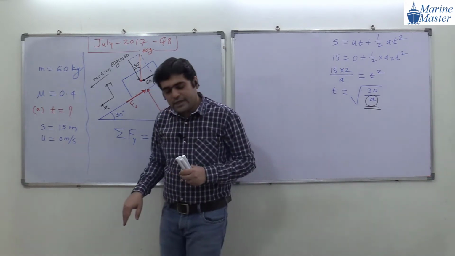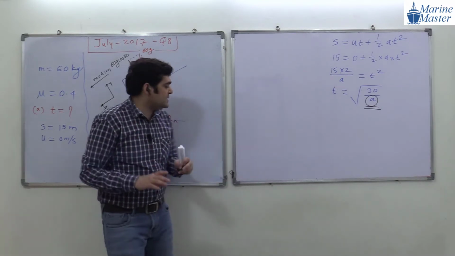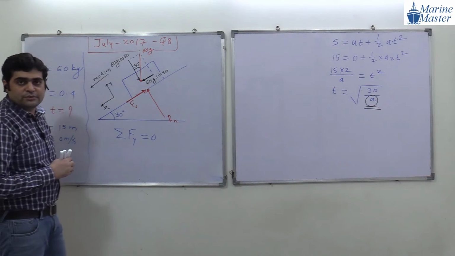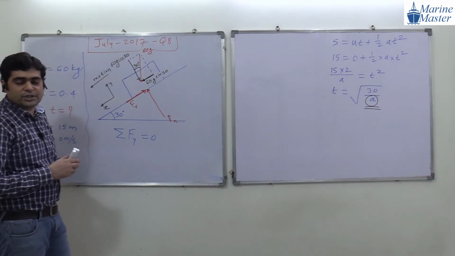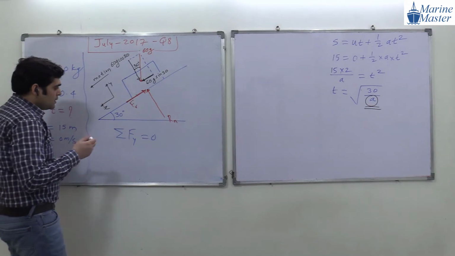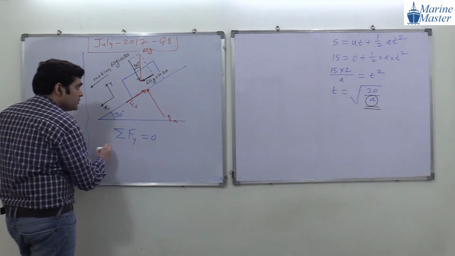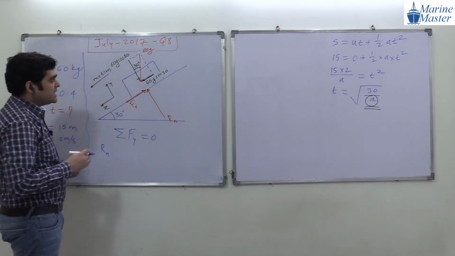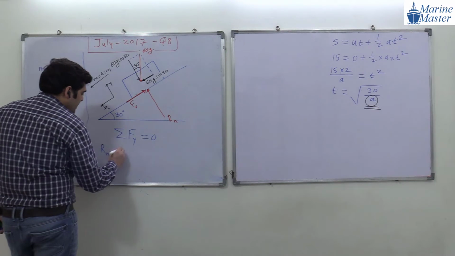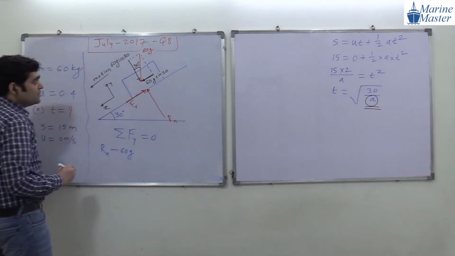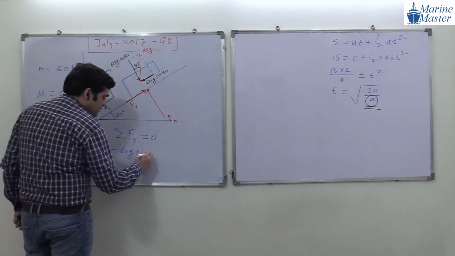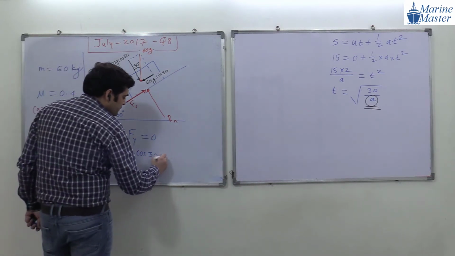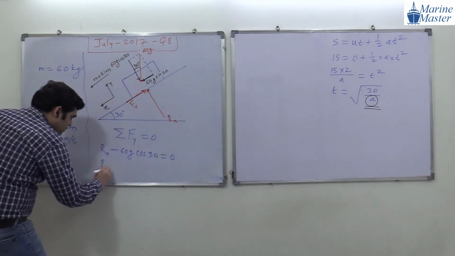Now try to see the next point here. Everyone try to see the next point. Okay guys, any doubt in this discussion? Now what are the forces here in y direction? Okay, first of all, what is the first force? Rn, in positive y direction. Then the next force will be minus 60g cos 30. Try to see the scenario. This will be equal to 0.